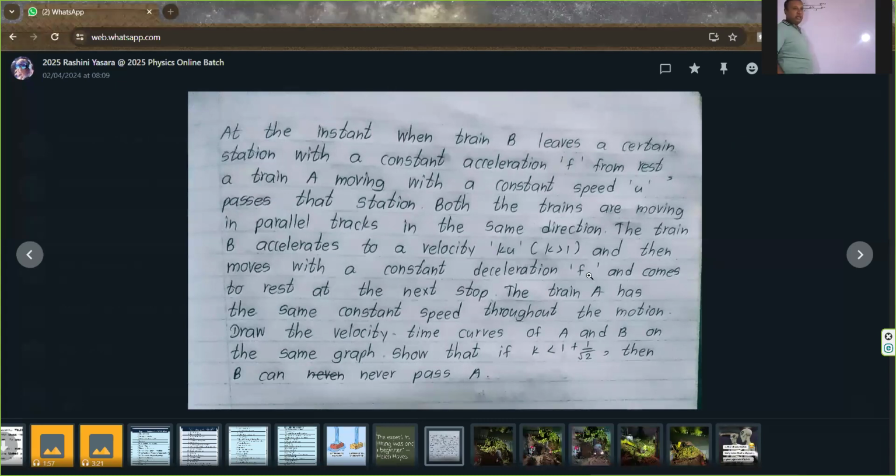This is the question. I will draw the graph. And at the instant when train B leaves a certain station with the constant acceleration f from the rest, a train A moves with a constant speed u.